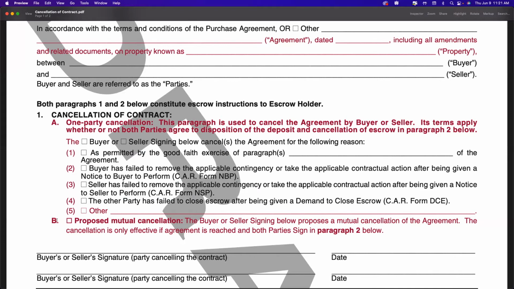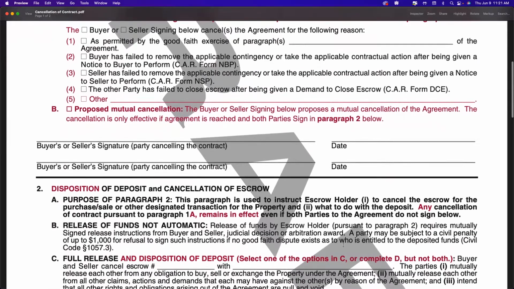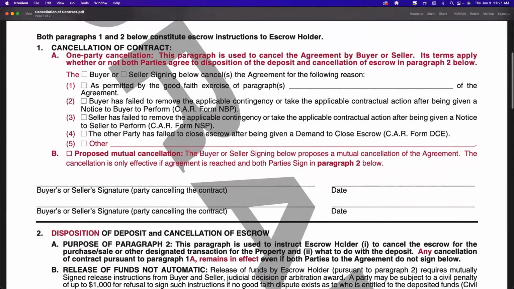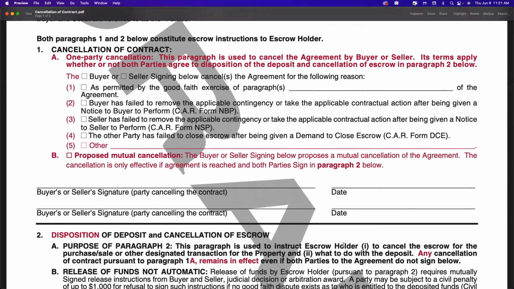And the thing that they added here in 1B is a proposed mutual cancellation. The buyer or seller signing below proposes a mutual cancellation of the agreement. The cancellation is only effective if the agreement is reached by both parties signed in paragraph 2 below. Okay? So what we're saying is, hey, we both agreed we're okay with canceling, and that's what we're going to check that box for. Okay?